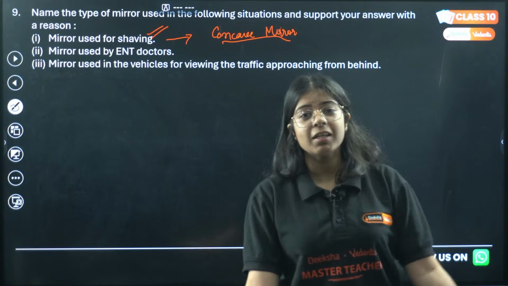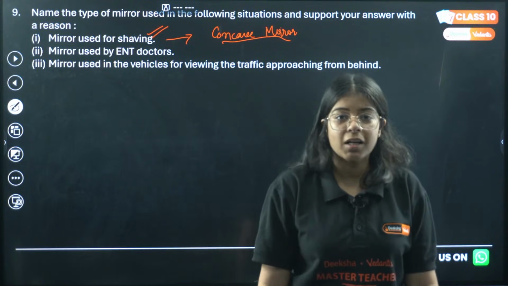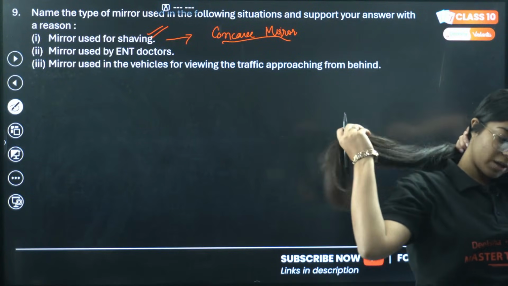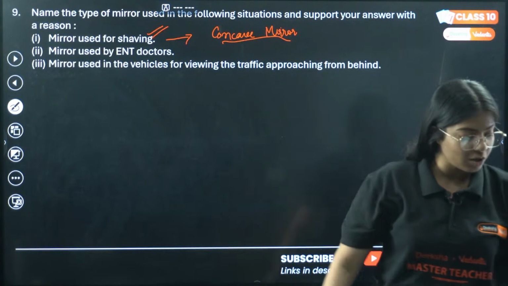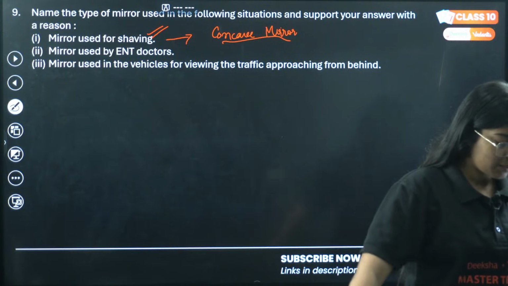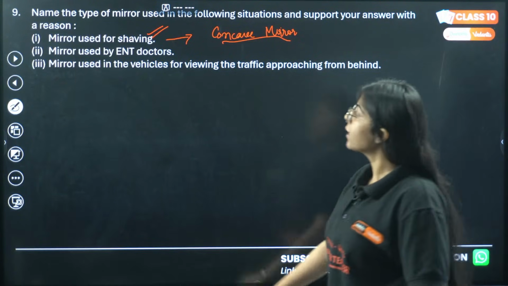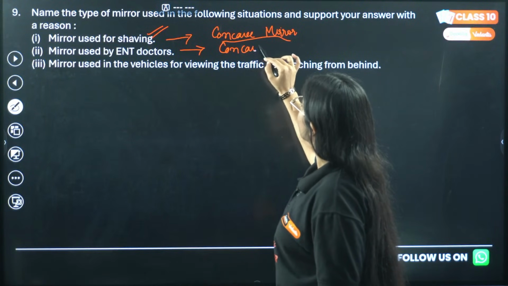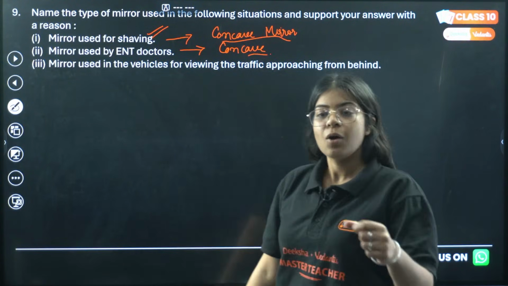If you answered everything correct, then what's the point of learning and teaching, right? Okay, Shivangi is saying concave and third is convex. Concave, yes ma'am, understood. Okay, so correct. Second is also concave because again the doctors want to see clearly what is happening.